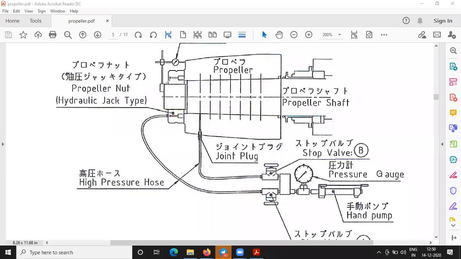So, can you see this portion of the propeller shaft? Yes sir.